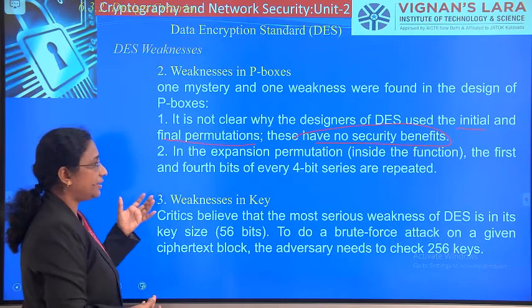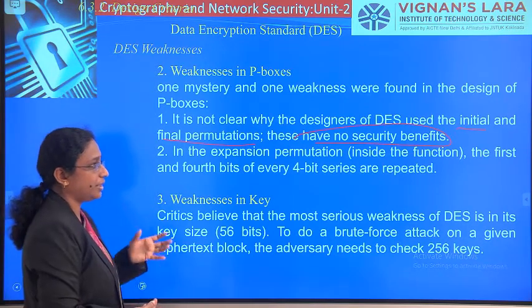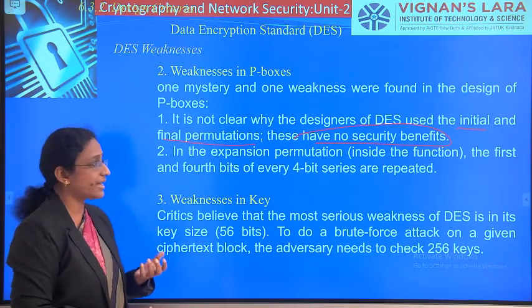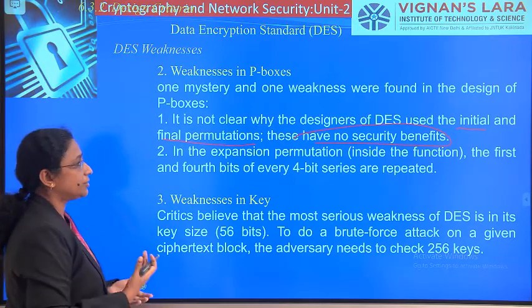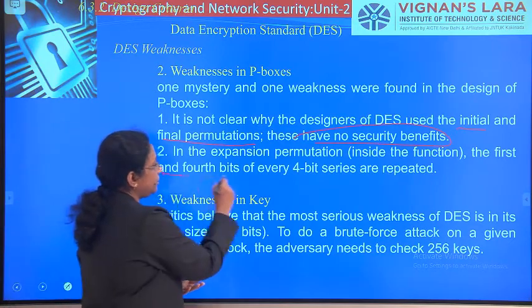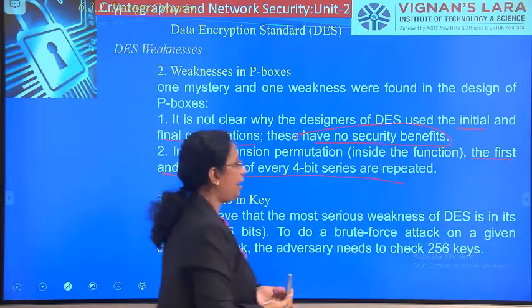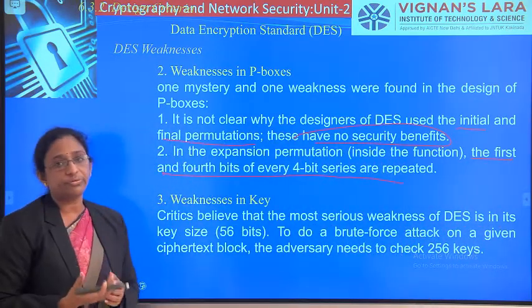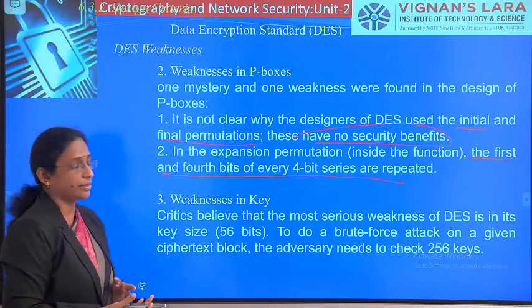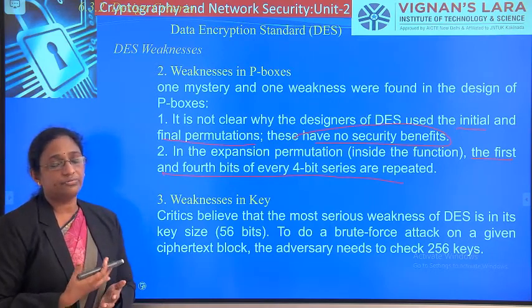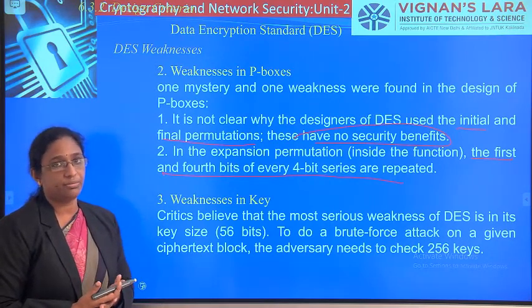In that expansion permutation that we are using inside the function, the first and fourth bits of every 4-bit series are repeated. That is the weakness in your expansion P box.